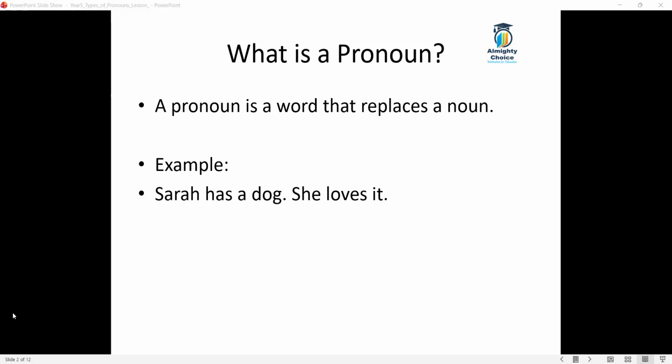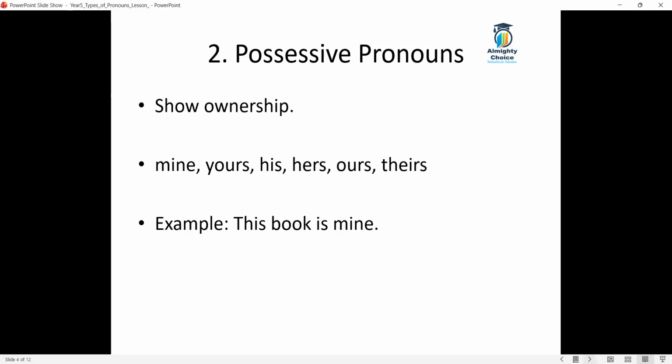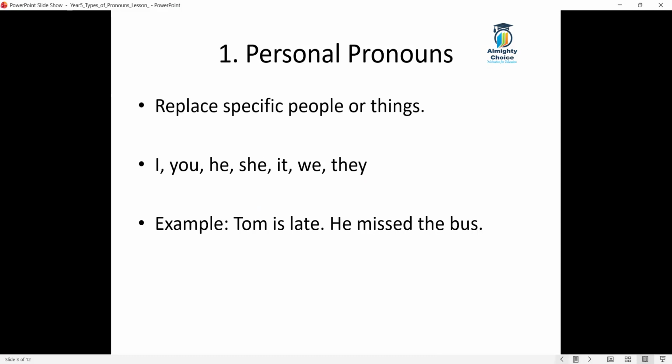The most common pronoun is a personal pronoun that replaces specific people or things. For example, I, you, he, she, it, we, and they. For example, Tom is late. So, he missed the bus. So here, he replaces Tom.